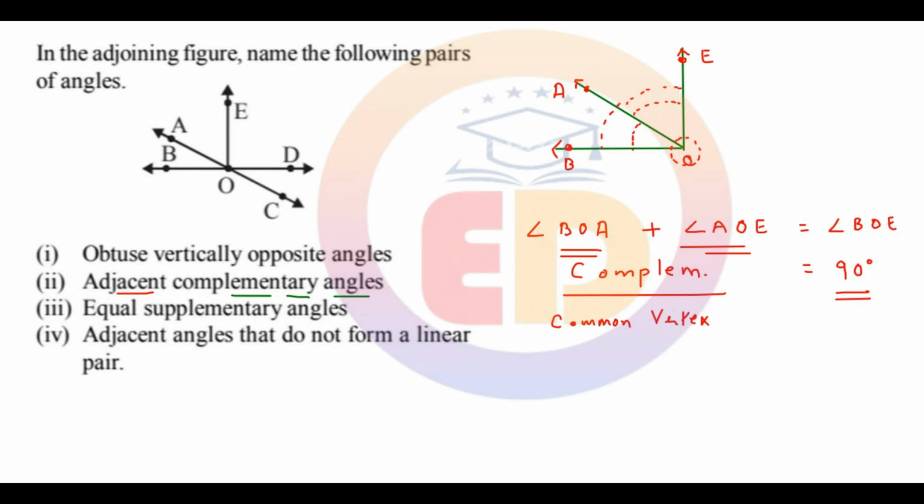They should have a common arm. So OA is the common arm of both the angles, so they do have a common arm. The third condition is the opposite arm should be on the other sides. So the other arms, which are OB and OE, are on the opposite sides. So we can say that angle BOA and angle AOE are adjacent angles because they are following all three properties.